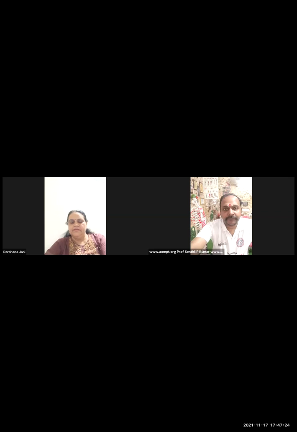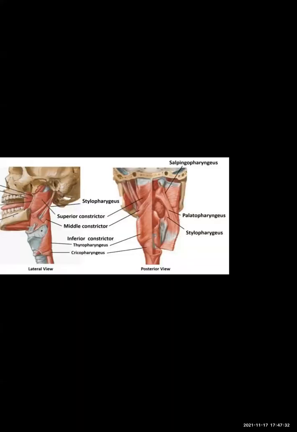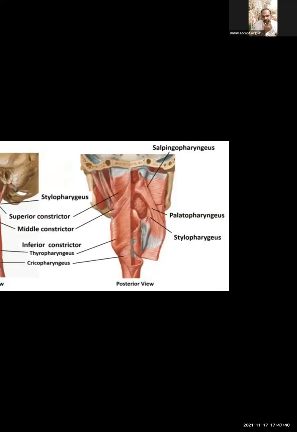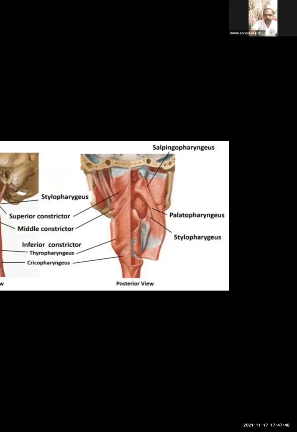The next picture is of the pharynx. Remember that from the palate to the pharynx is palatopharyngeus, it's a soft palate. Stylopharyngeus, we saw that it's a bony attachment. So these two, palatopharyngeus and stylopharyngeus, and then the three ones.